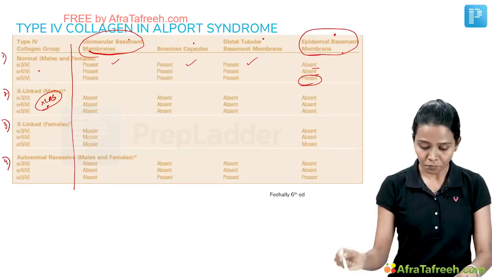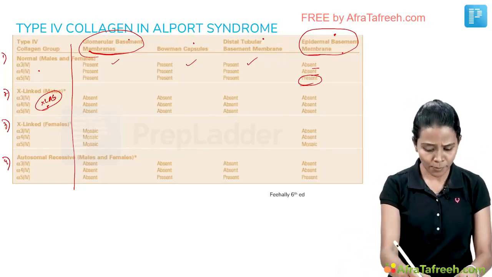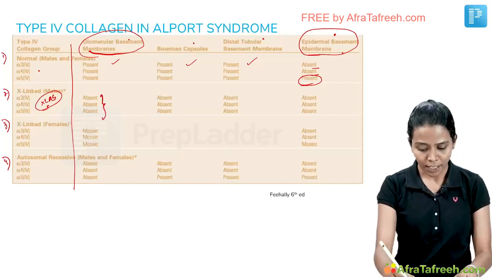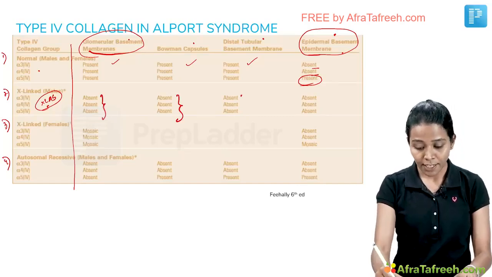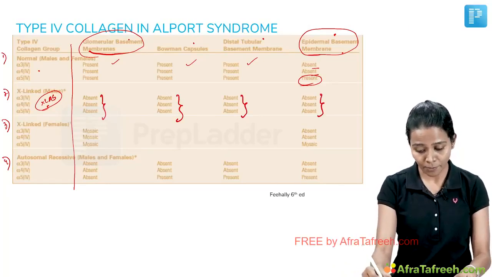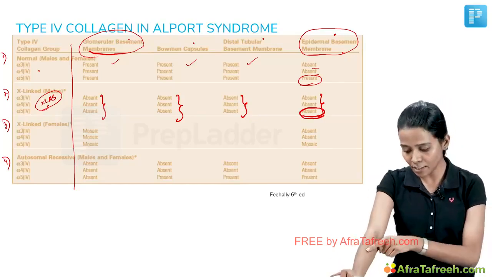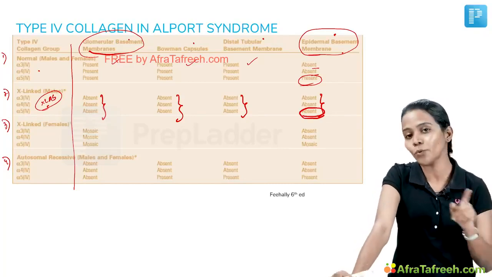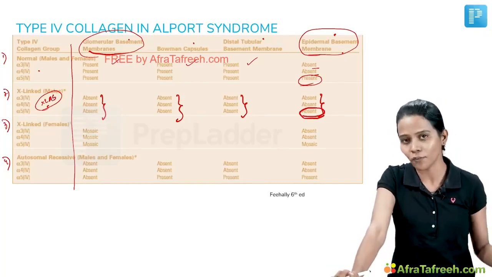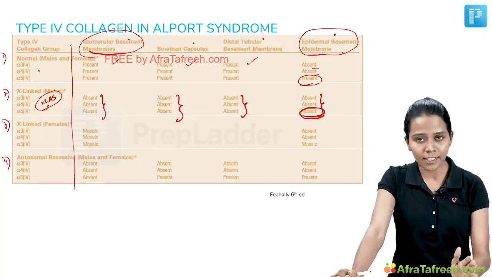Okay. So, glomerular basement membrane, all 3 are absent. In Bowman's capsule, all 3 are absent. In distal tubular basement membrane, all 3 are absent, and also in epidermal basement membrane, alpha 5 is absent, right? So, when you do a biopsy of the skin or if you do a biopsy of the kidney, you will not be able to stain for any of these stains in X-linked male.